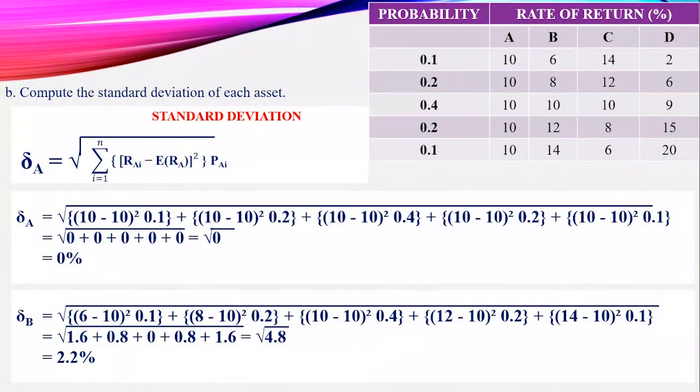Part B of the question is asking us to compute the standard deviation of each asset. And remember, we said that the standard deviation, which is represented by sigma A, is given by the square root of the sum of RAI minus ERA, everything squared, then you multiply that by PAI. Remember, the PAI is outside this particular bracket. Let's look at maybe one.